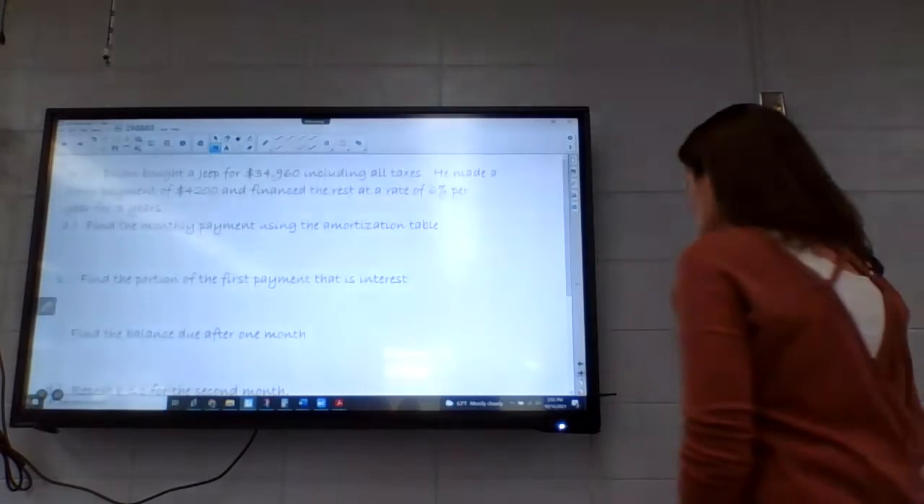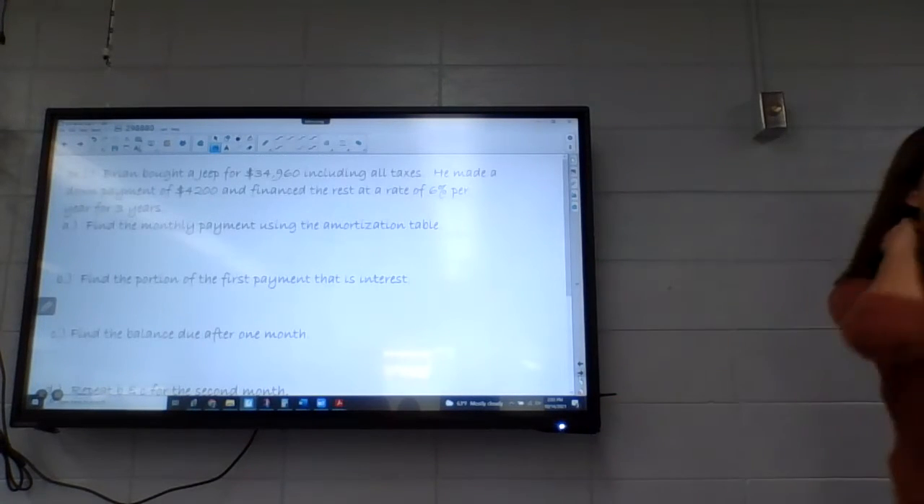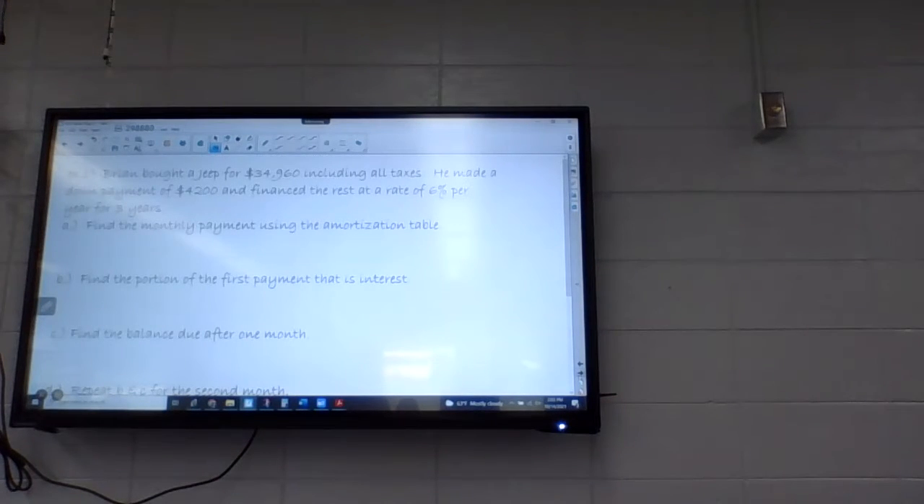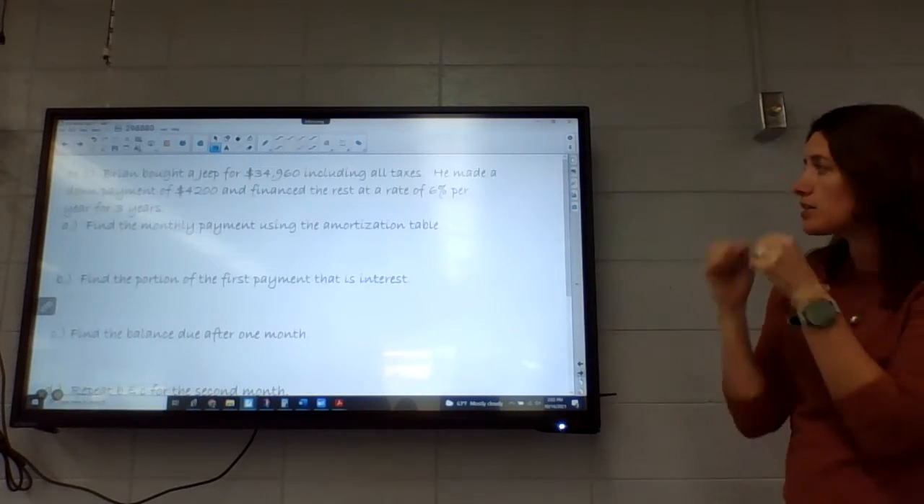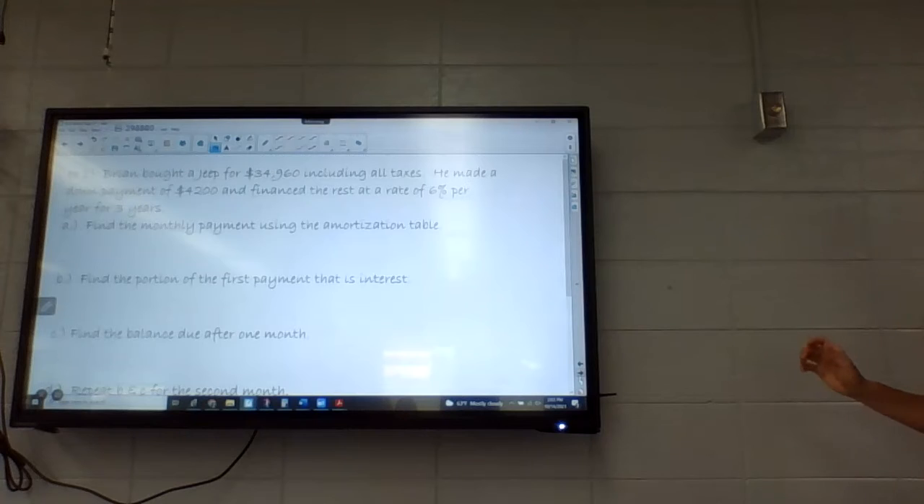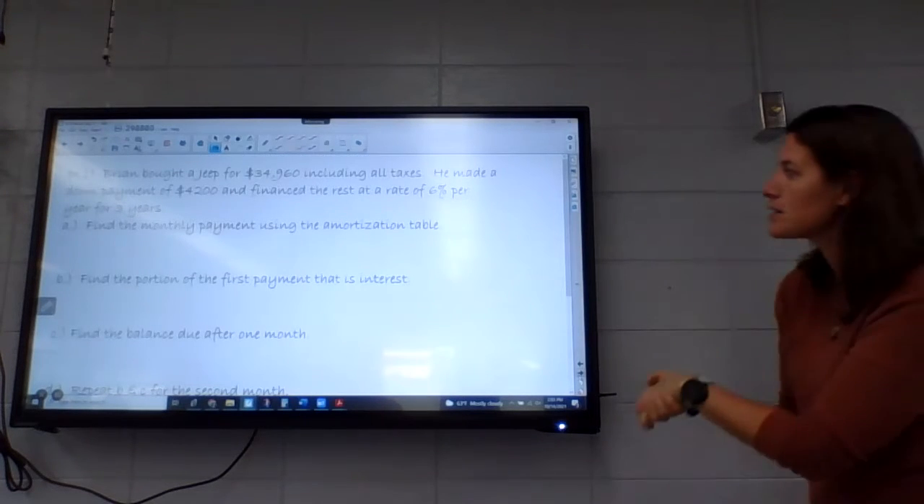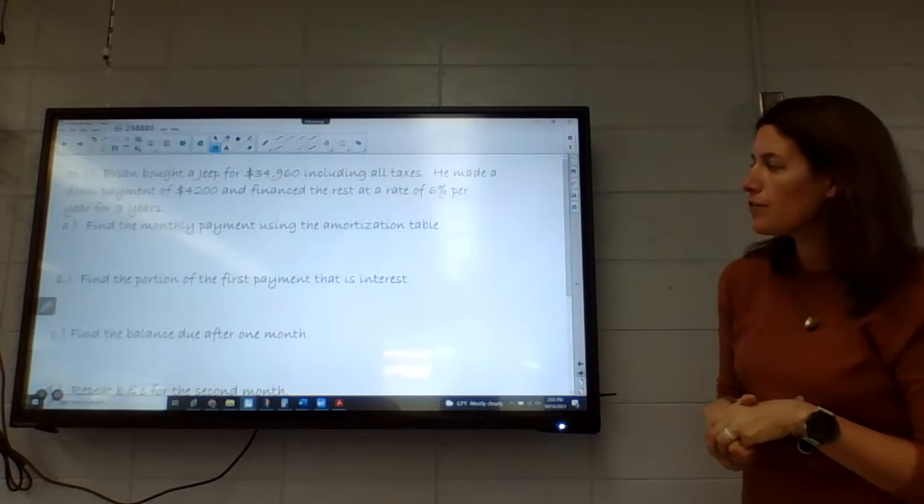So I'm actually using the exact same problem we talked about yesterday. Brian's Jeep. Remember, he bought that Jeep for $34,960, including all taxes. He made a down payment of $4,200 and financed the rest at a rate of 6% per year for 3 years.